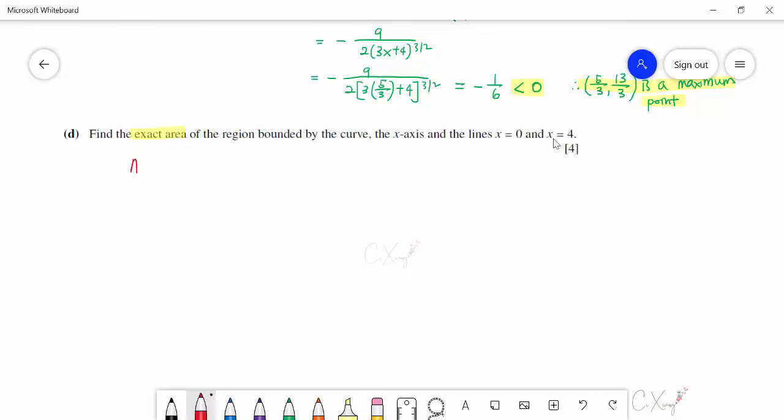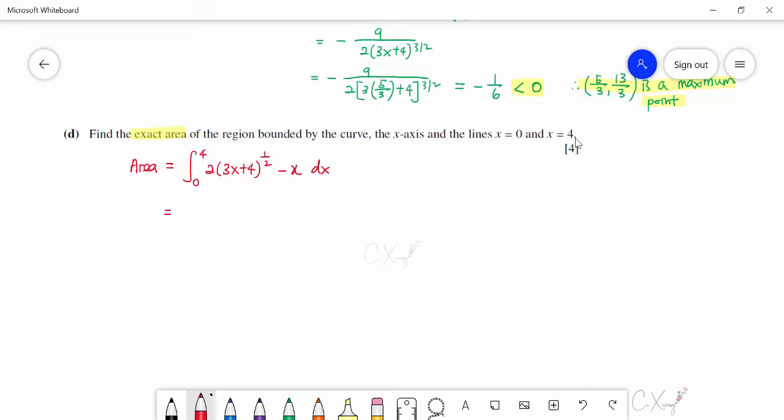Okay, so to find the area, according to what they mentioned here, we should differentiate it with respect to x. Oh, sorry, integrate, not differentiate. To find the area, you should integrate the function y. The limits are from 0 until 4. And then the y equation will be 2, then (3x + 4) to the power half, then minus 1, minus x, sorry. Okay, so this is how we actually find the area.